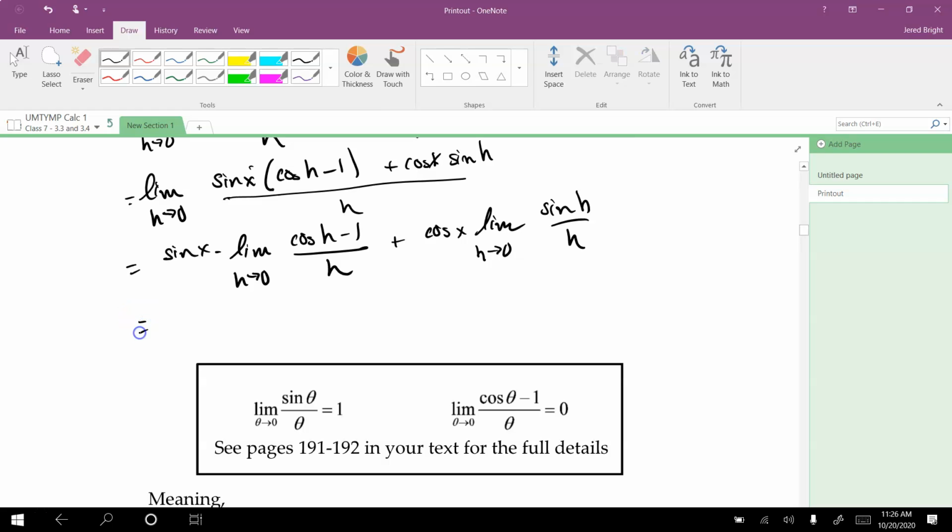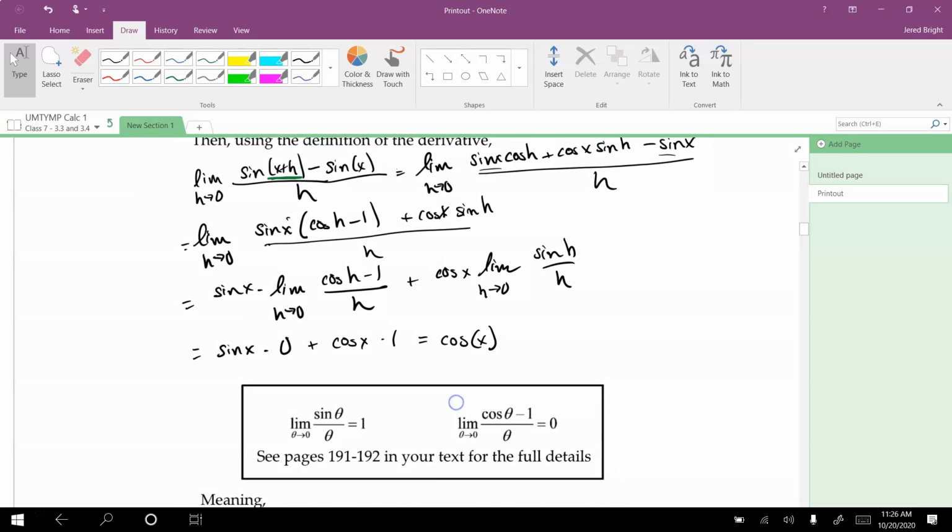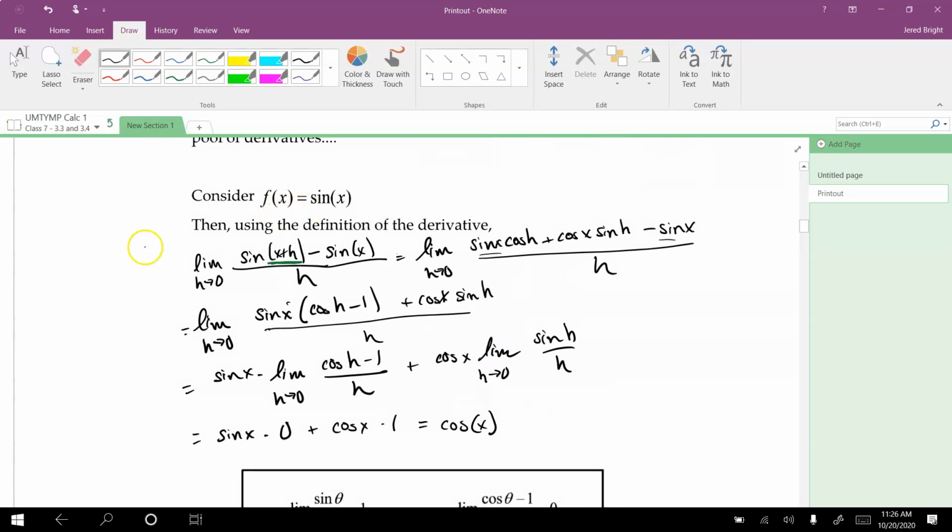So using this idea, if we look at this first limit as h goes to 0 of cosine h minus 1 over h, well, they use theta, I use h, it doesn't much matter, so it's going to be 0. And then plus cosine x times the limit of sine h over h as h goes to 0. Again, they use theta, I use h, but it's going to be 1, meaning that this whole thing simplifies to cosine x.